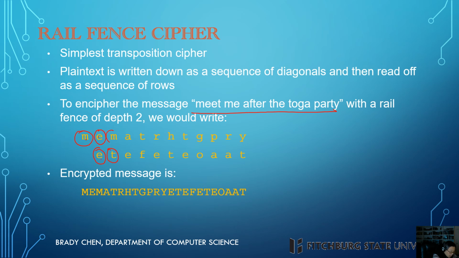MEET, meet me, AFTER, after, the, toga, party, PARTY. So you organize the message that way, into two rows, and in the second row we did the shifting. Then we send the message as the first row followed by the second row. So then we have ME, MA, TR, and T. That's the message we send out.